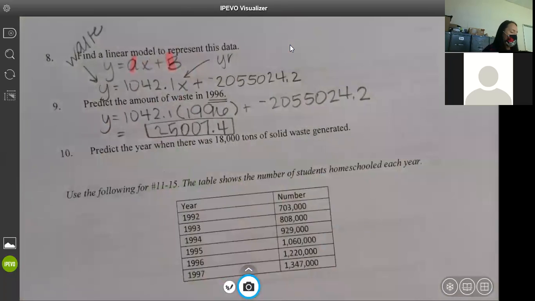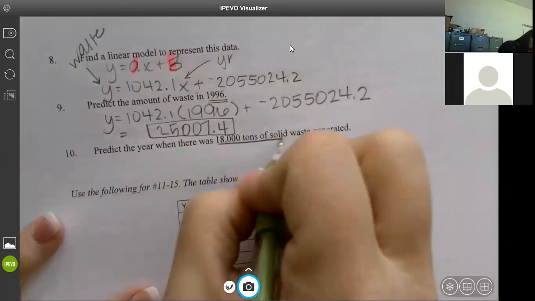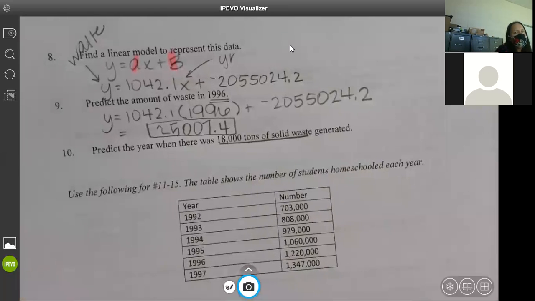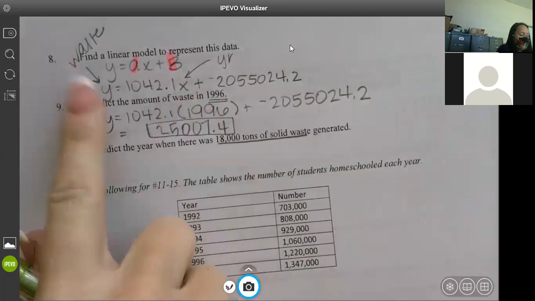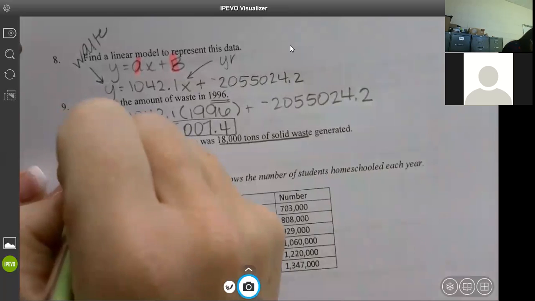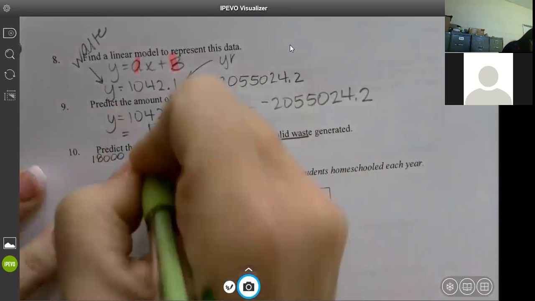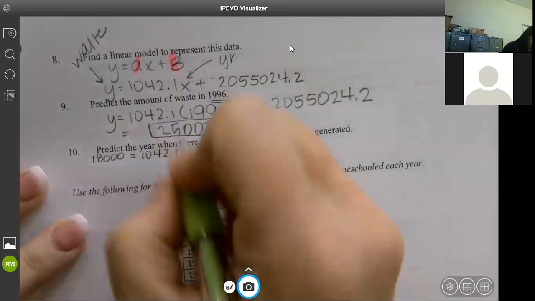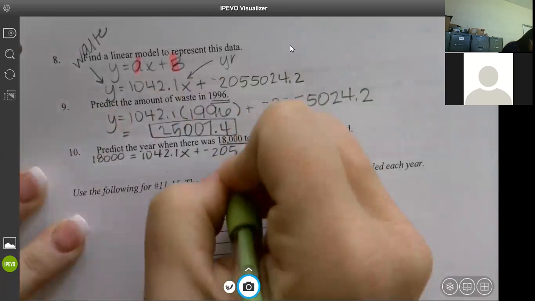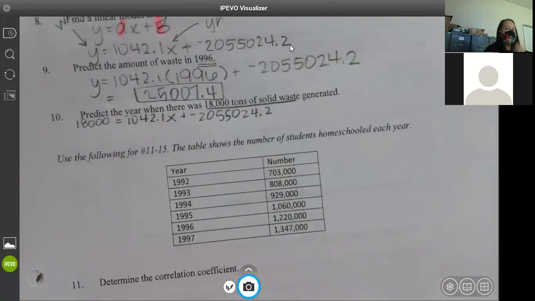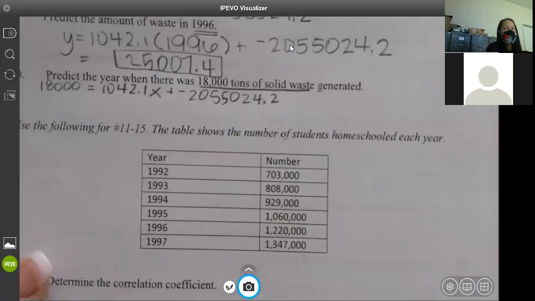For number 10, you're going to use the same equation, but this time it gives you 18,000 tons of waste. So where is that going to go? X or Y? If X is the year and Y is the waste, where is 18,000 going to go? In the Y. So we're going to write it down. 18,000 equals 1042.1. We didn't do anything with X, so you leave that alone. Plus negative 2055024.2. Try to make it a little bit bigger so you guys can see it.